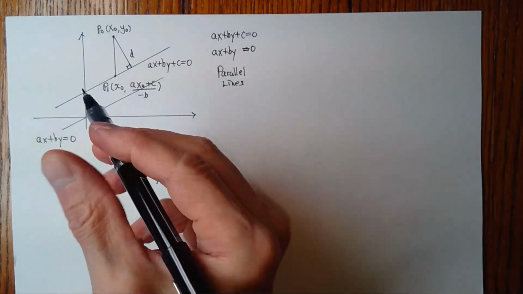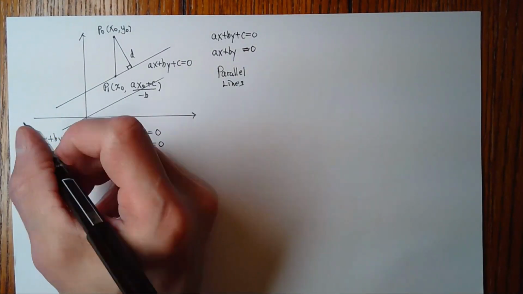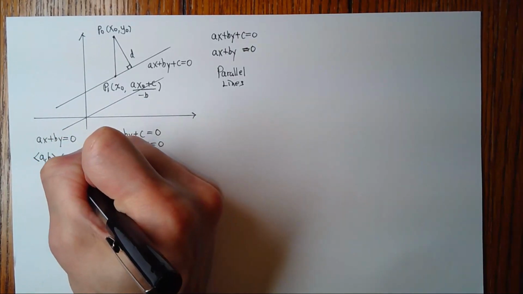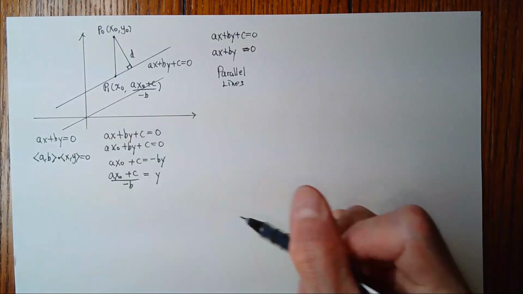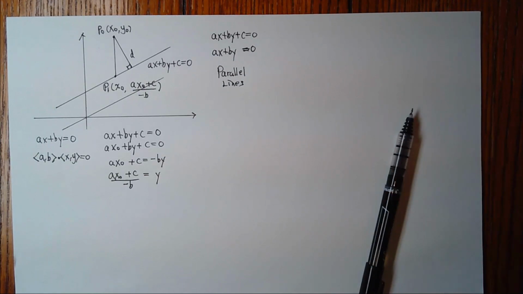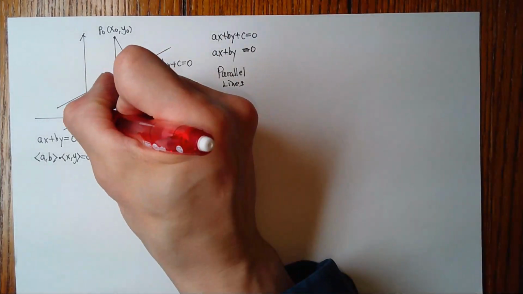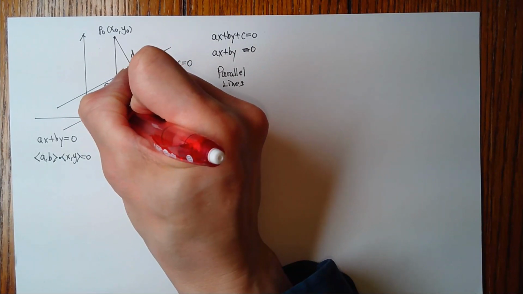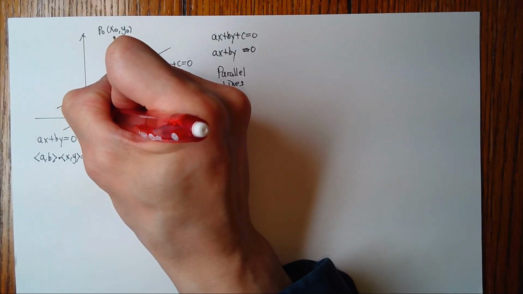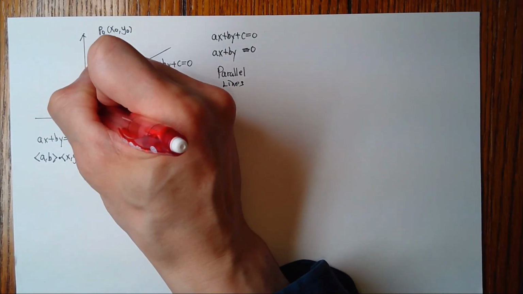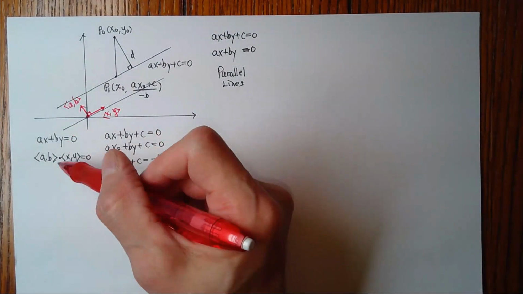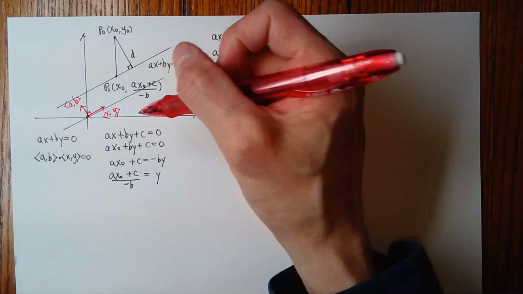I'm going to rewrite this into vector form. We can write it as the vector AB dot the vector XY equals 0. So it is the vector XY, and it is the vector AB. And they're perpendicular to each other because the dot product equals 0.